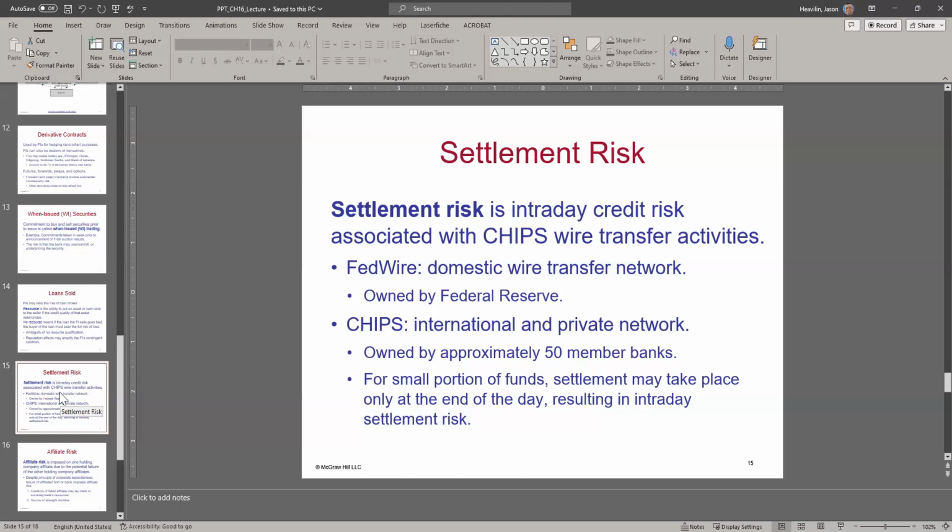For a small portion of funds, settlement may take place only at the end of the day, resulting in intraday settlement risk. What they're trying to say here is that, let's say in the morning, there's some kind of transaction, but it's just being processed, and then it doesn't get settled until the end of the day, or even the next day for that matter. But because it's intraday, it gets settled at the end of the day. The thing is that as things move fast, the market conditions in the morning may be different by the end of the day. And when it's settled at the end of the day, it will settle to those market conditions. And you have intraday settlement risk.